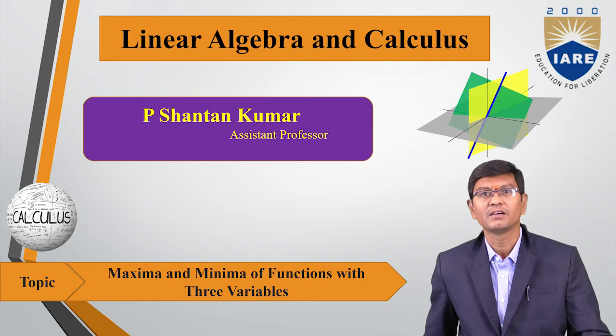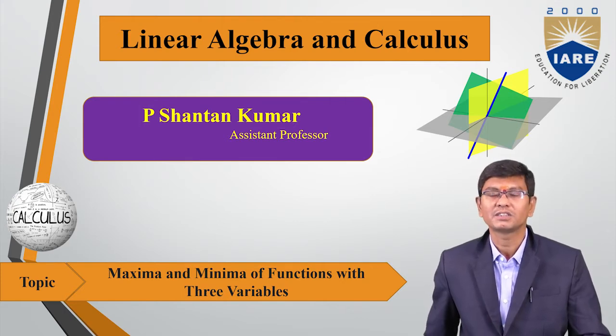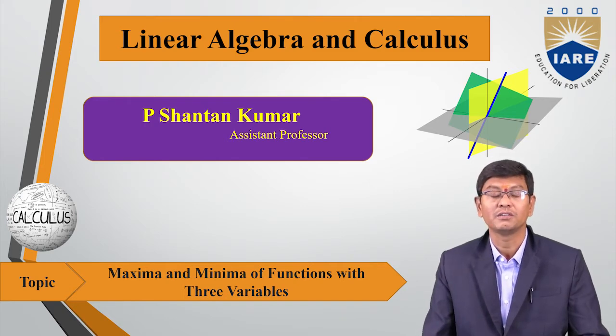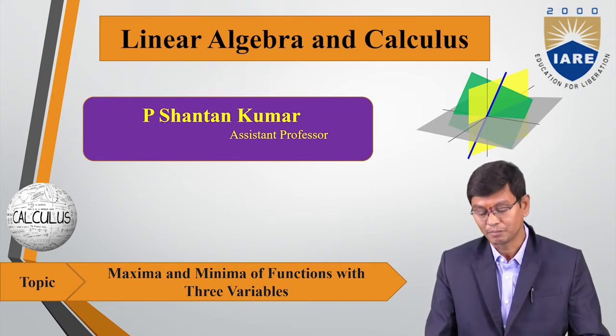Today's topic is maxima and minima of functions of three variables. As we discussed previously, maxima and minima of functions of two variables, and how to find the solution. But today we are going to discuss maxima and minima of functions of three variables. That means the given function involves three variables: x, y, z. If it involves three variables, then how do we find the solution? We need to discuss this. This is the problem.